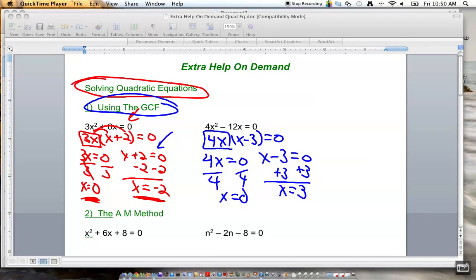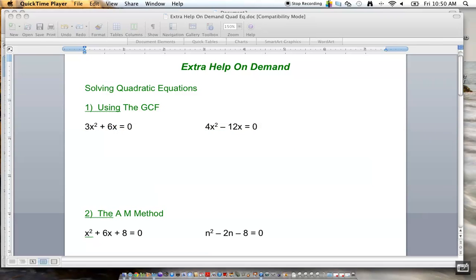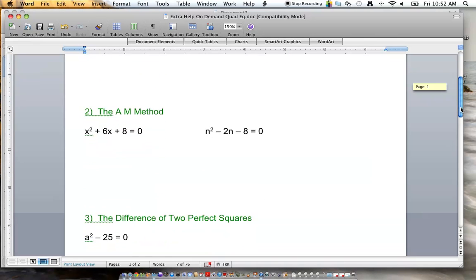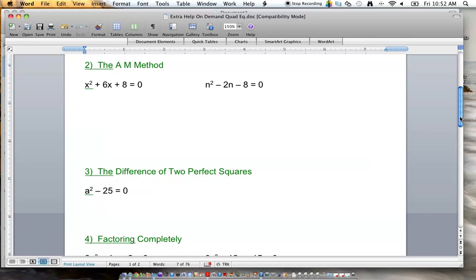Remember, with solving quadratic equations, you set it equal to 0 and you factor. That's your first option. There's also the quadratic formula and completing the square, and we use that when factoring is not possible. And there's videos on that already up on the site.